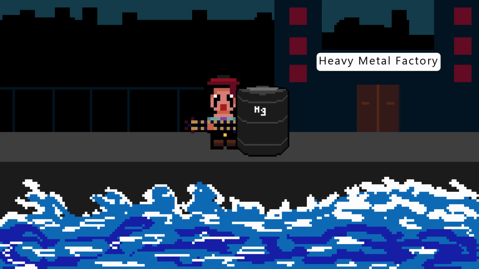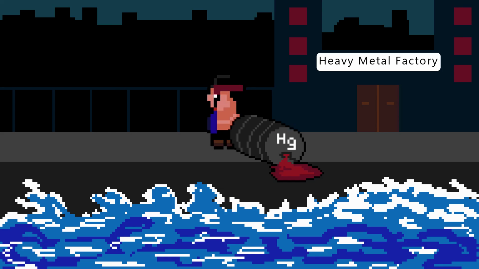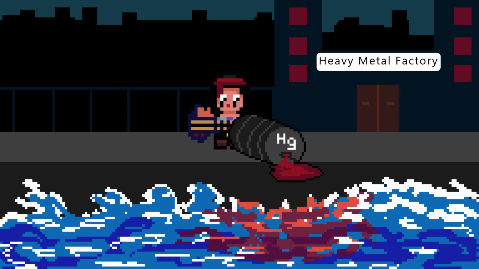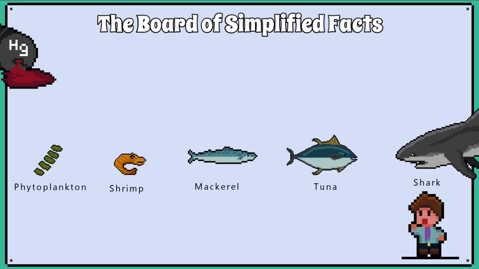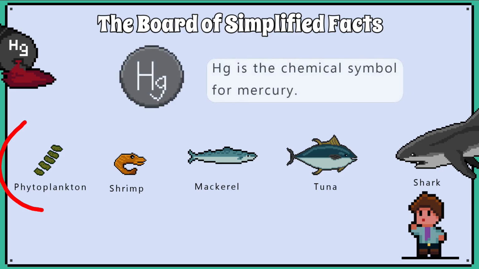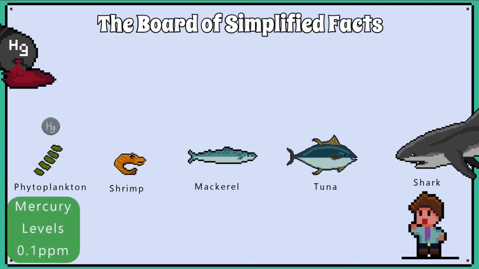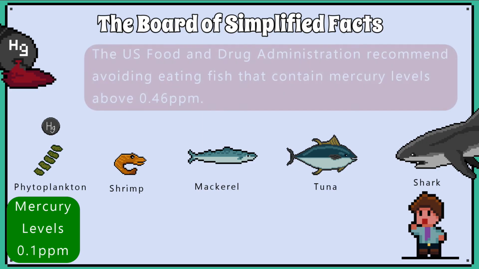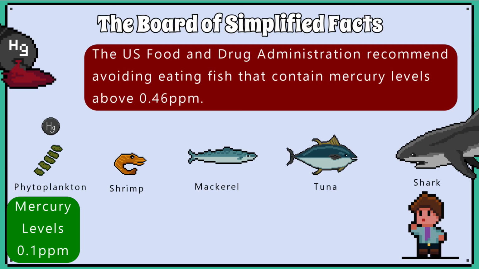Let's take an industrial accident where mercury enters the coastal waters and begins to pollute the area. Let's use some simplified numbers and say that the mercury levels in each individual phytoplankton, which have absorbed the mercury and are at the bottom of this food chain, is currently at around 0.1 parts per million. This may not seem like much, but the US Food and Drug Administration recommend avoid eating fish that contain mercury levels above 0.46 parts per million.